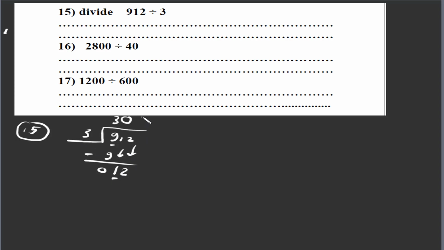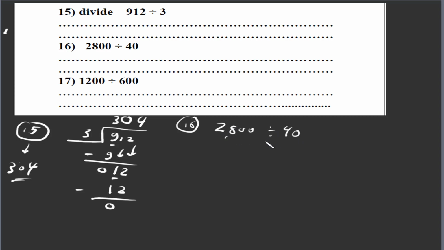So bring down the next digit, which is 2, so it will be 12. 12 divided by 3 equals 4. We have here 4 times 3 equals 12. Write a line and subtract, it will be 0. So the quotient at number 15 will be 304.